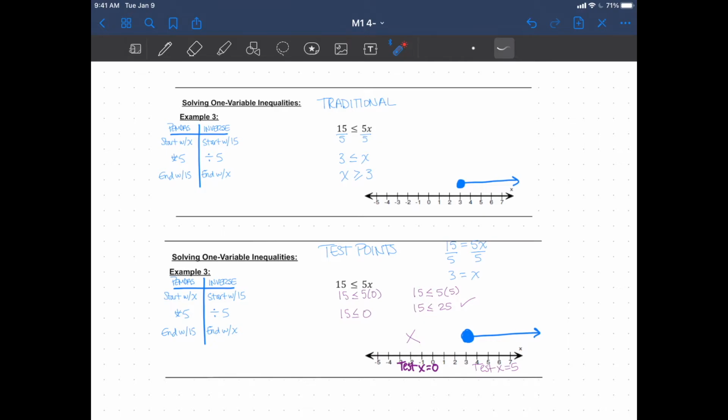And it seemed like testing points is a lot of work here, but when these one variable inequalities become more complex, such as the next example, then it might make a little bit more sense why testing points would be beneficial. So at this point, you can choose whether or not you want to watch the traditional part of this video or the test points part of this video or all of it.